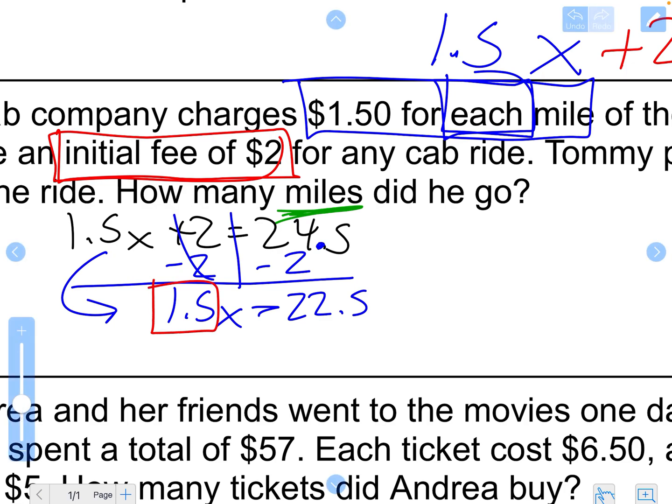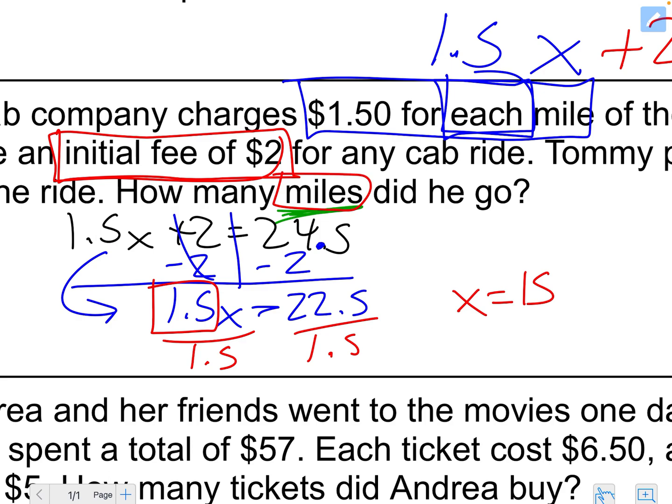And now I need to find my coefficient. My coefficient is a number next to a letter. To get rid of a coefficient, I divide. So I'm going to get my trusty calculator out. 22.5 divided by 1.5 gives me x equals 15. And again, the question is asking miles, and so I need to make sure that I include miles in my answer.